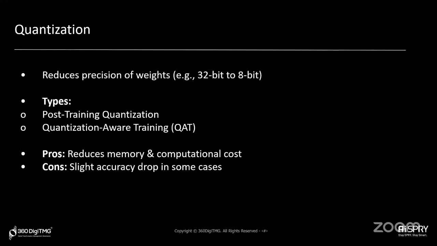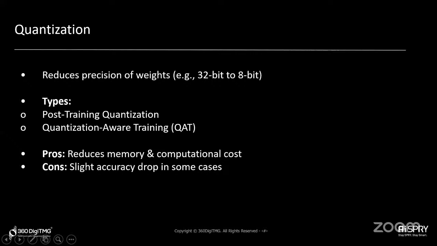Okay, then there is quantization. Quantization will replace high precision values, or what we can say, it will reduce the precision of weights, for example 32-bit to 8-bit. It will reduce the memory usage and can accelerate inference on hardware with native integers. Here also we have post-training quantization and quantization aware training.